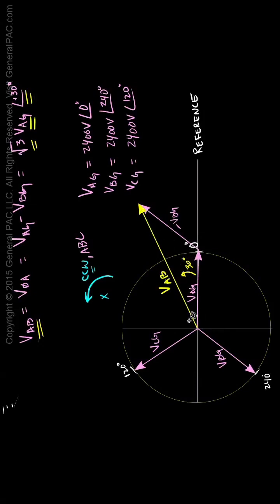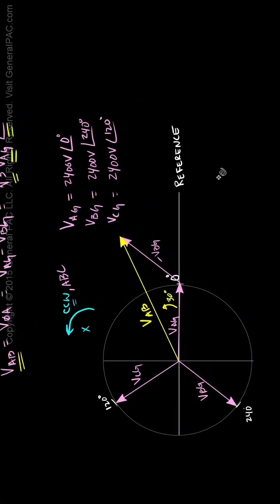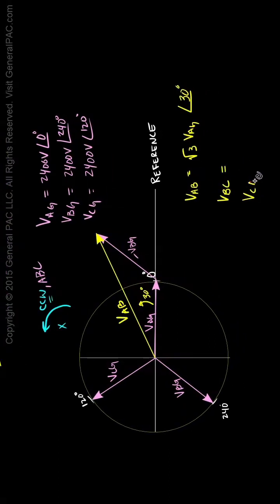So this equals VAB. So VAB is the square root of 3 times VAG rotated by 30 degrees. I'm going to extend the concept to evaluate VBC and VCA. And that's going to look something like this.